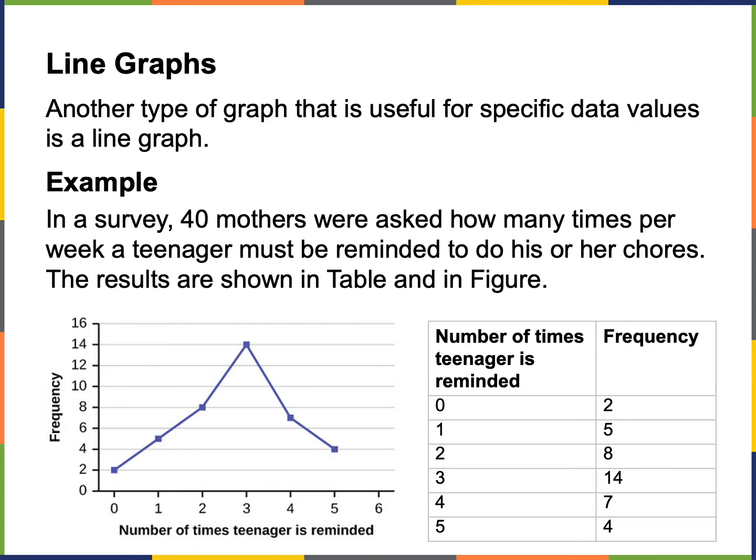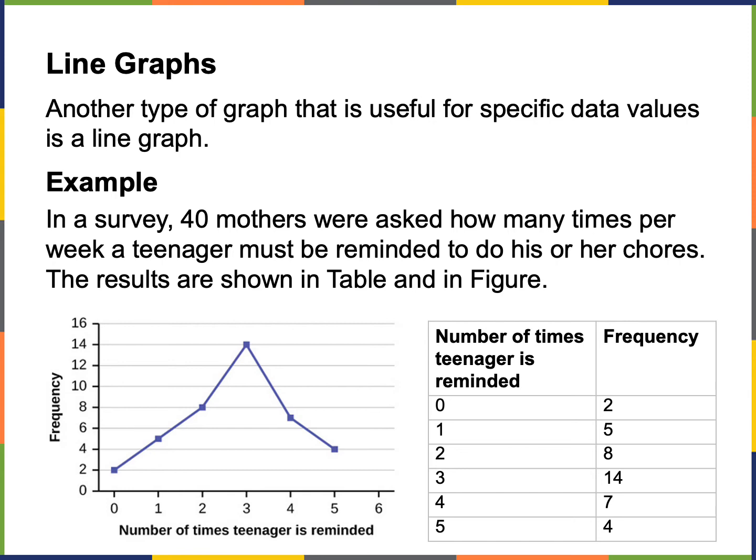So that means 1 for the number of times, and then 5 here for the frequency. So you see here, 2 corresponds to 8, 3 corresponds to 14, 4 corresponds to 7, and 5 corresponds to 4. You would first plot the points, and then the line part is exactly what you think it is. You just connect the dots with a straight line. It's really not that challenging. And boom, that's your line graph, okay?